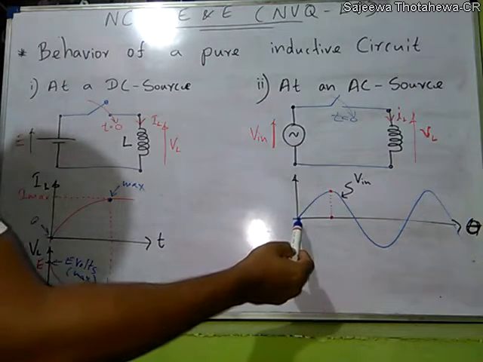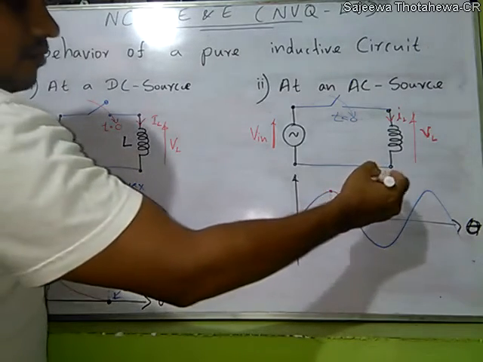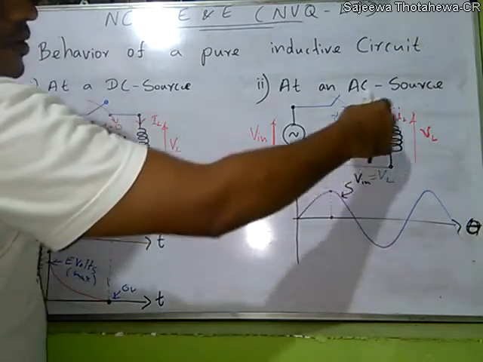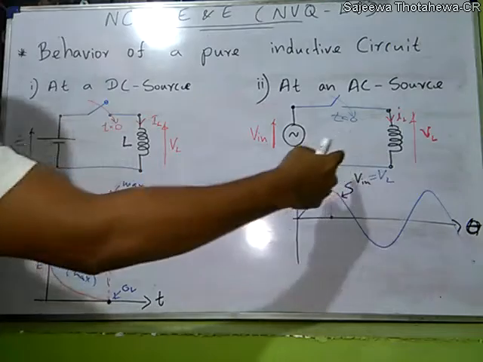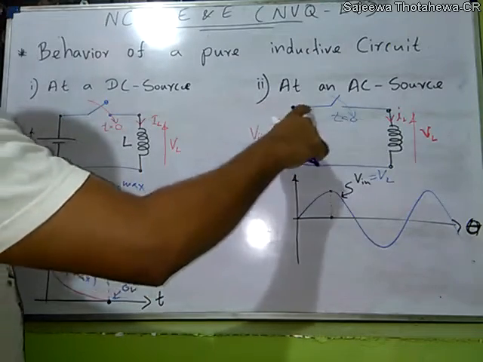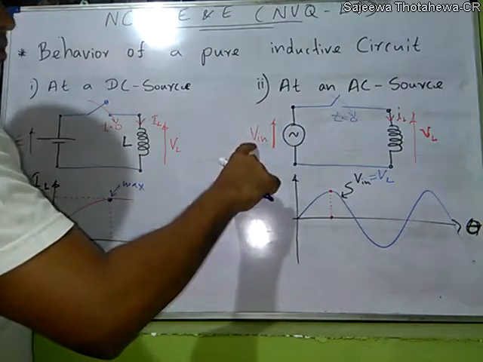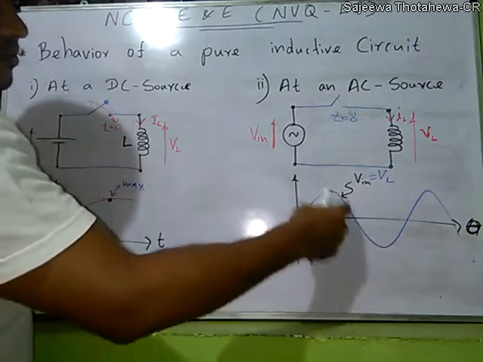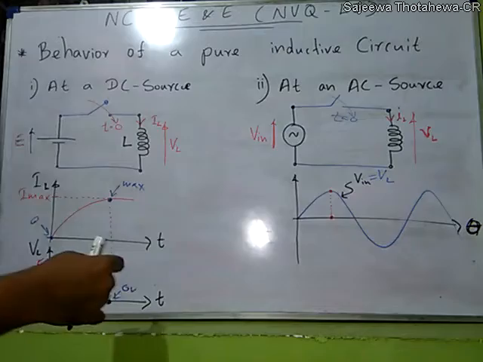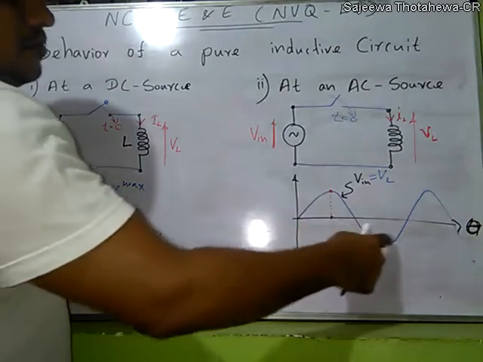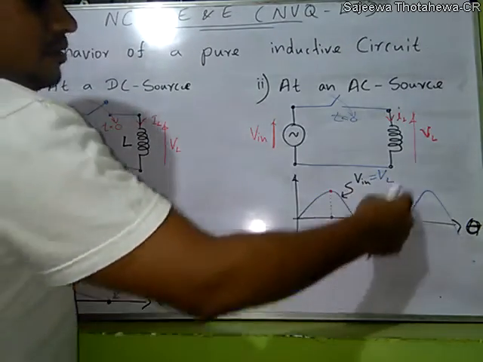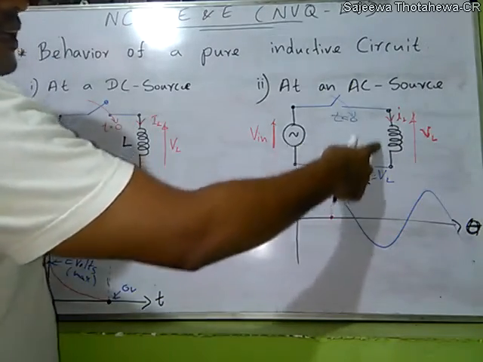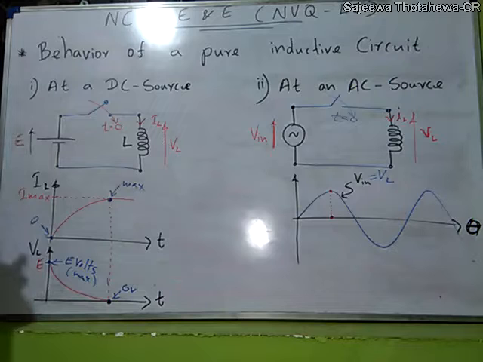Then we can write this V in as VL, because this inductor directly receives the supply voltage through this switch. So we can write V equals VL here. Then with respect to this inductor voltage variation, we can plot the current variation of the inductor.